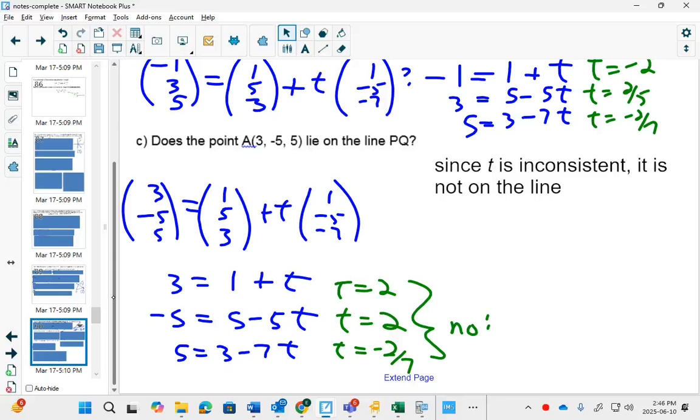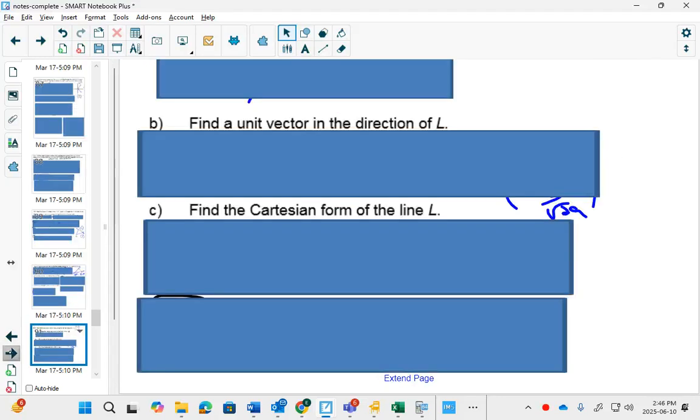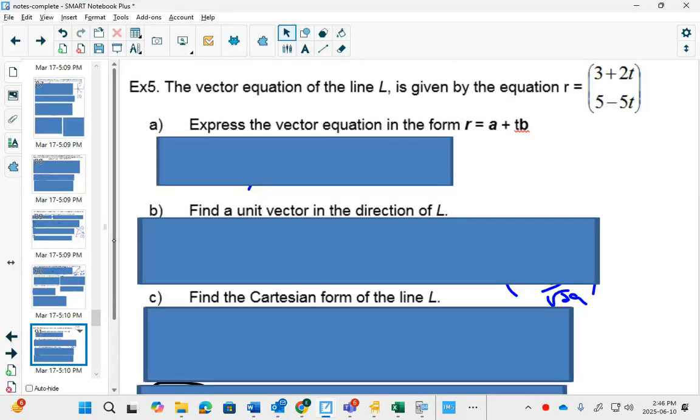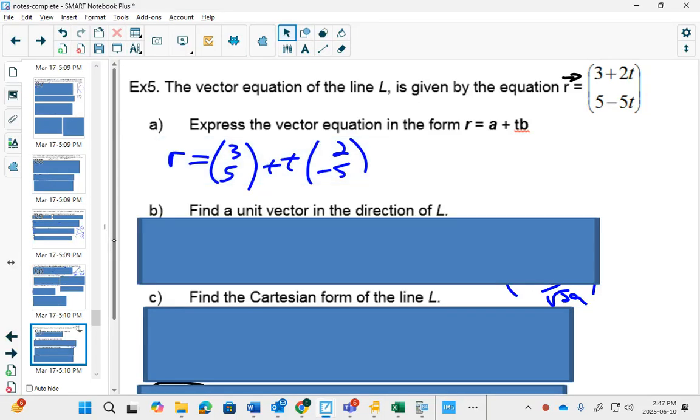So then sometimes they give you the same equation of a line in some weird forms, which we see in this next example. The vector equation of a line is given by, I'll add an arrowhead over top of that r, 3 plus 2t and 5 minus 5t. You see they sort of made a vector with the parametric equations? Could you rewrite this like this? No problem.